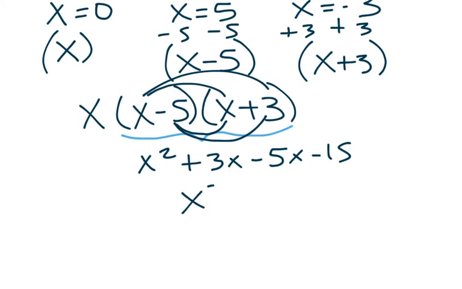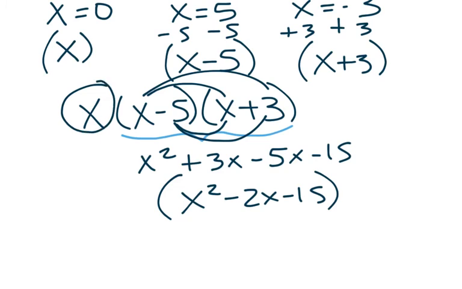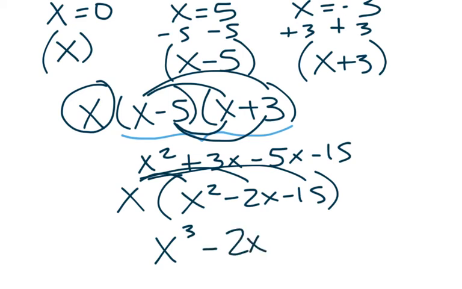I'm going to go ahead and get some like terms together. I'm going to put this back in parentheses because I haven't done anything with this. So now I'm going to take the x and distribute it to everything in the parentheses. x times x squared is x cubed. x times negative 2x is negative 2x squared. x times negative 15 is negative 15x.